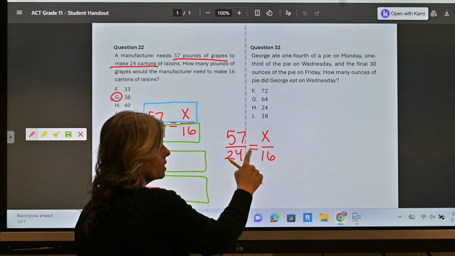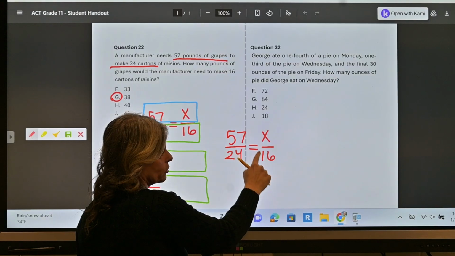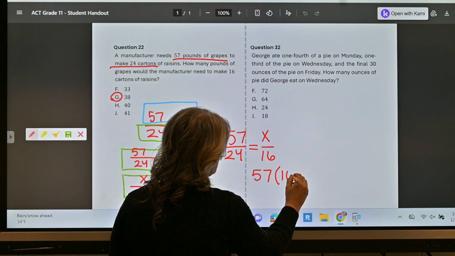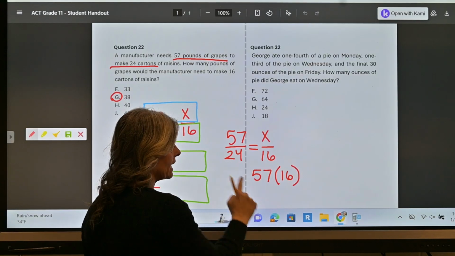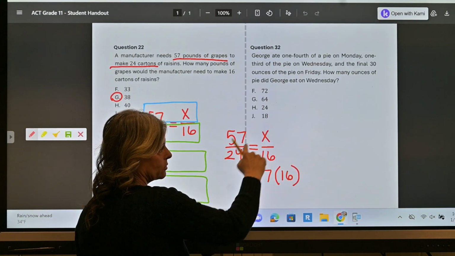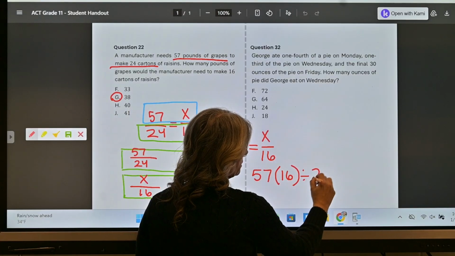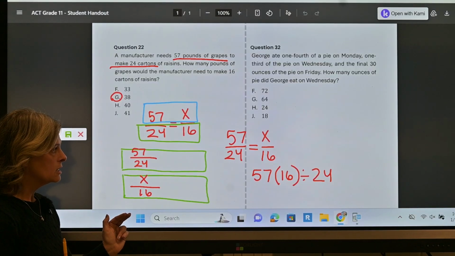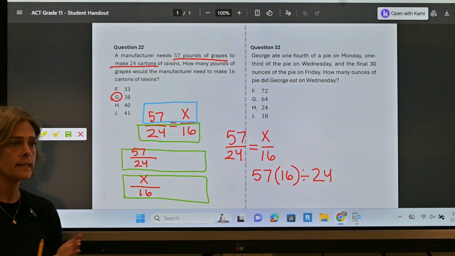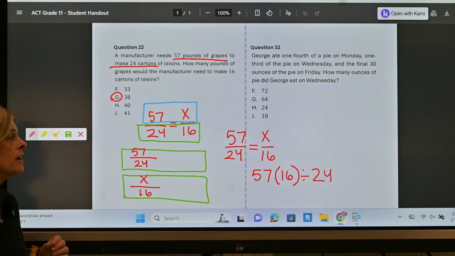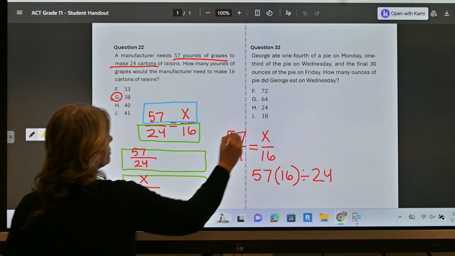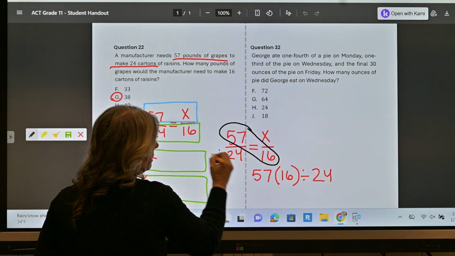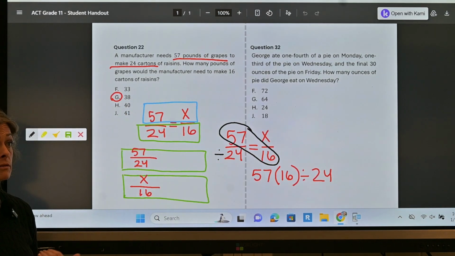The two numbers that are diagonal from each other, we're going to multiply together. So 57 times 16, and then we divide by the other number that's diagonal from the x, divided by 24. Okay, so numeric solver, make sure you have fractions in each box, graph, graph to get your answer, or regular calculator, we do the two that are diagonal, we multiply, and then we divide by the number that's left off by itself. Does that make sense?